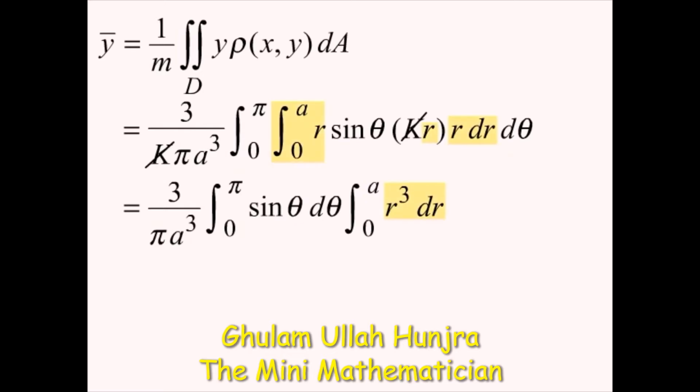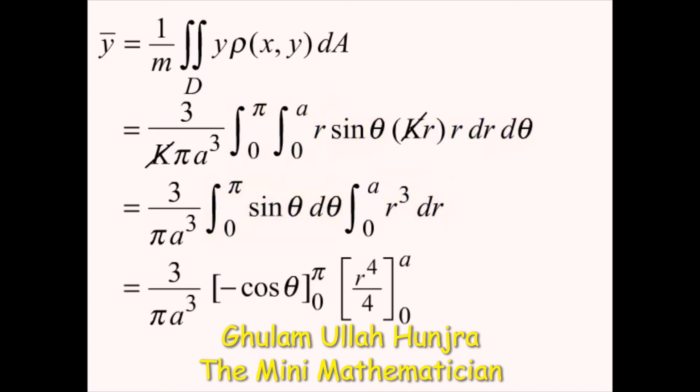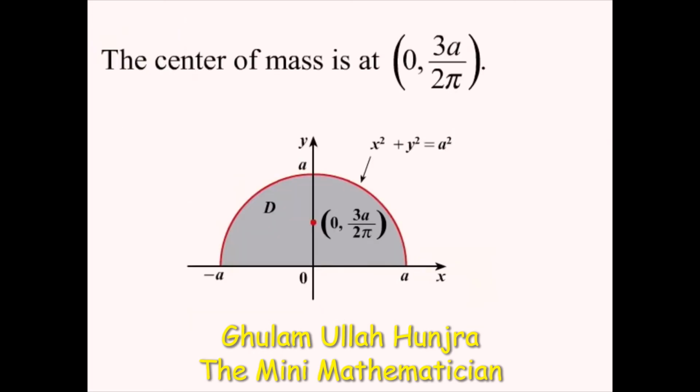And again, we can rewrite our iterated integral as a product of two integrals. And we can anti-differentiate and multiply, and we find that y bar, the y-coordinate of our center of mass, is equal to 3a over 2 pi. Okay, so looking back to our graph, our center of mass lies along the axis of symmetry, the y-axis.